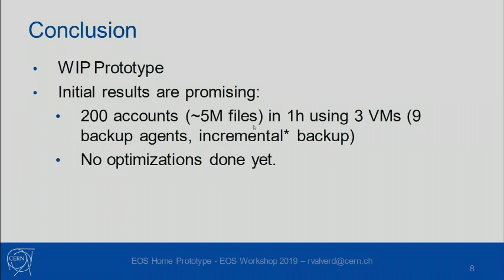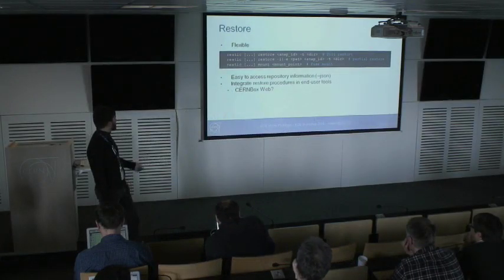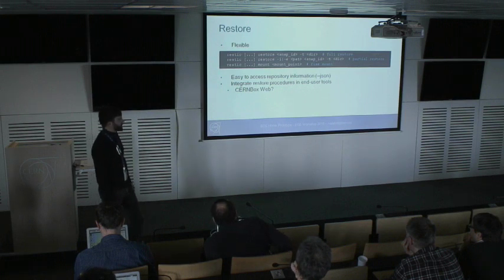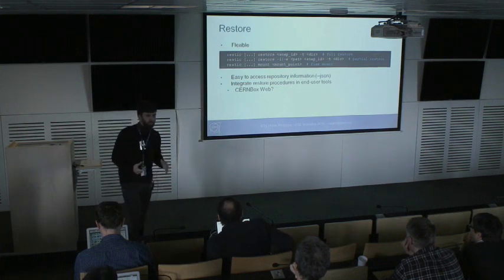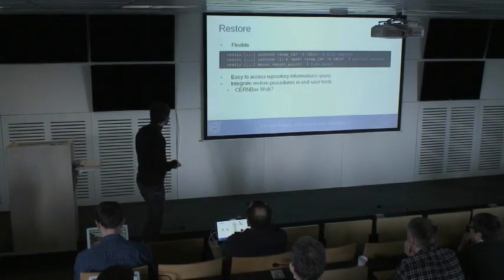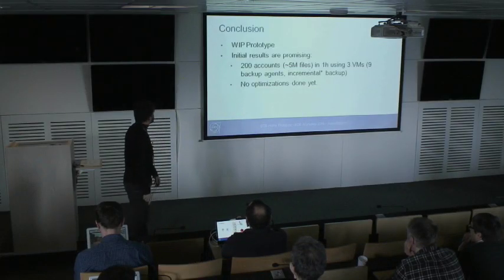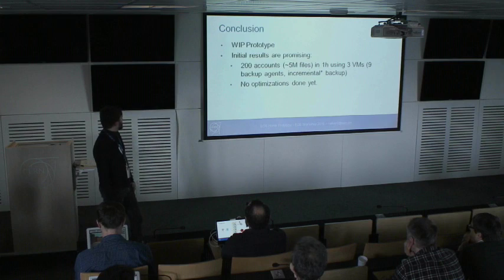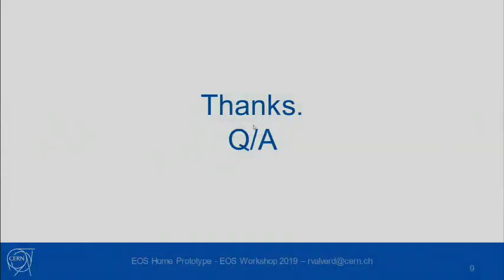And also you can copy, you can cut. This is only read-only access for this fuse. And also, all information about the repo can be extracted using JSON format. So I think it makes sense, or it could be possible, to integrate these restore procedures into end-user tools, like, for example, having a specific part in the CERNBox web in which you can request one file to be restored, or even expose this mount to the user, so the user can browse their backups there.